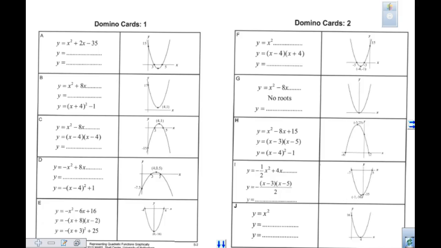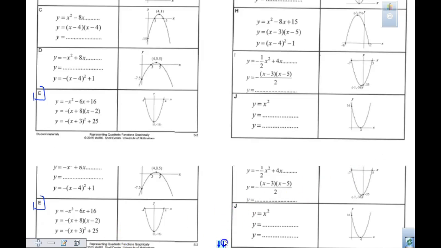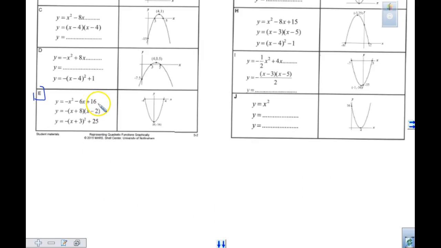So the domino cards, some of them are going to have missing pieces, others do not. As you notice, E didn't have any missing. And we'll talk about what you know about the equation, or as you look at card E, what this is telling us. So the first one really helps us with the y-intercept if it's in standard form. This one is telling us our roots or our solution, and the last one is telling us our vertex. So that kind of should help you.